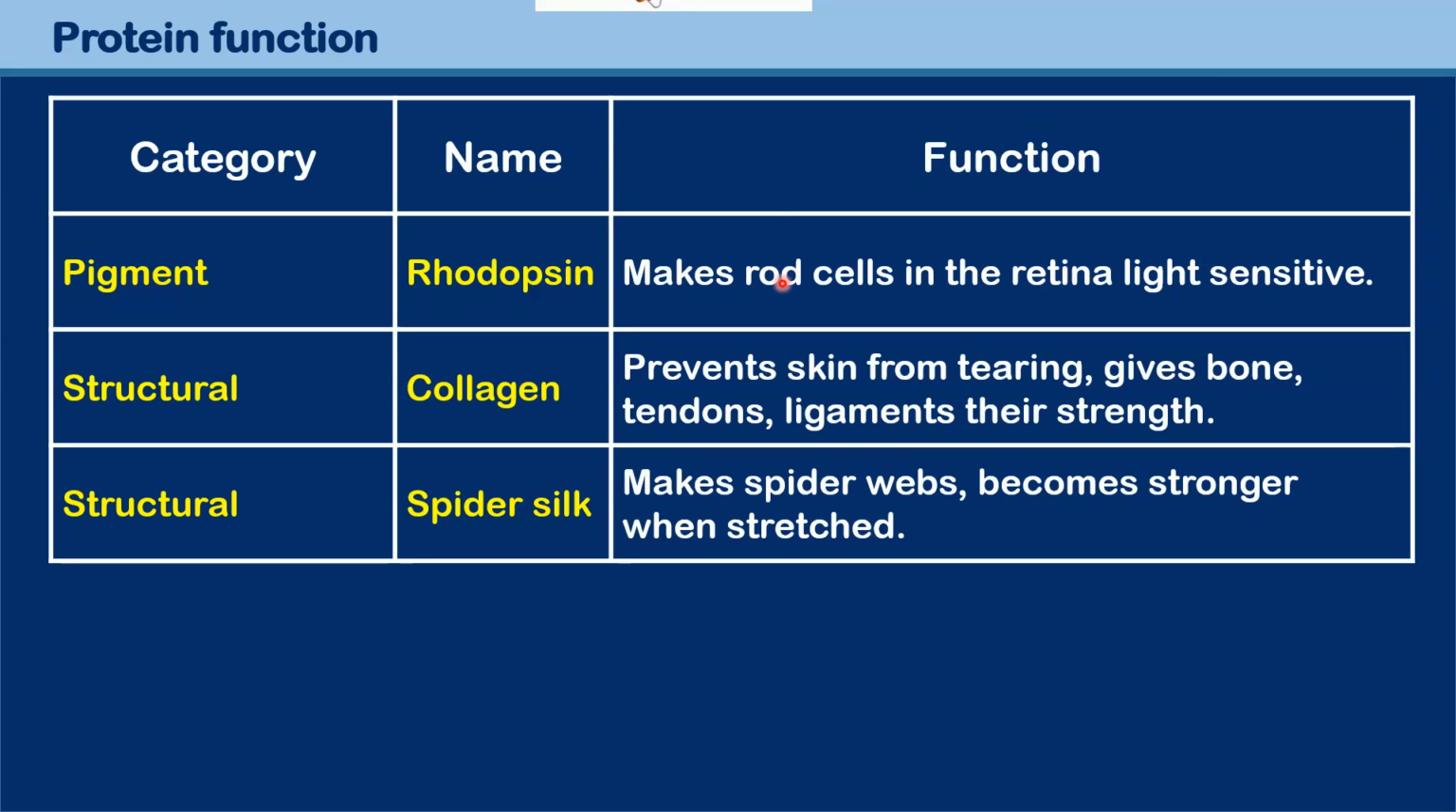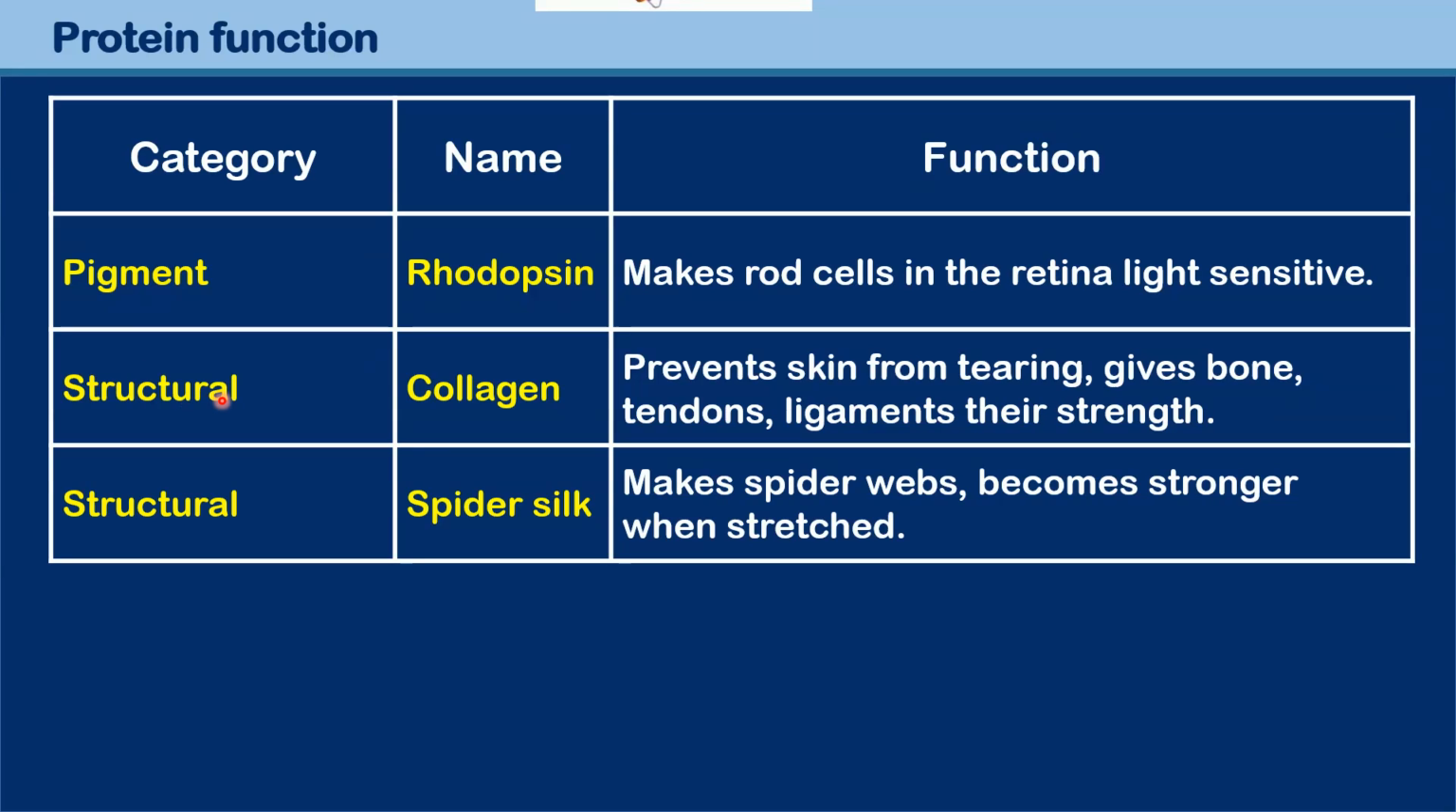So the rod cells are those cells which are not color sensitive, or in other words, they cannot distinguish color. They're sensitive to all colors at the same time, and therefore you cannot distinguish color because they respond to all colors of the light equally. In any case, there's a protein in these photoreceptors in the retina in the eye to make them light sensitive.